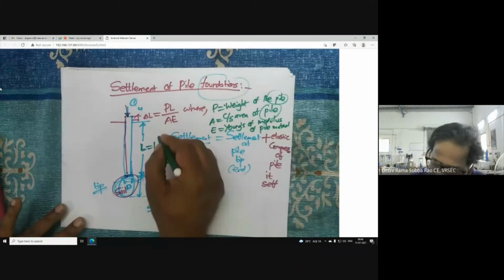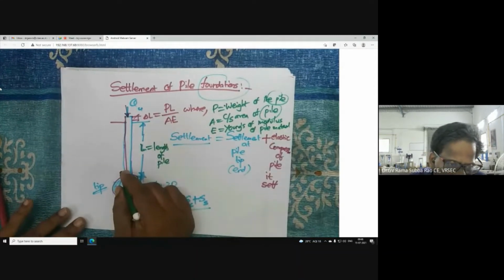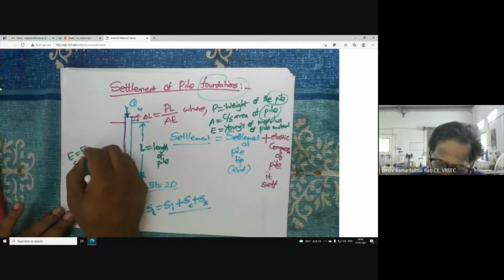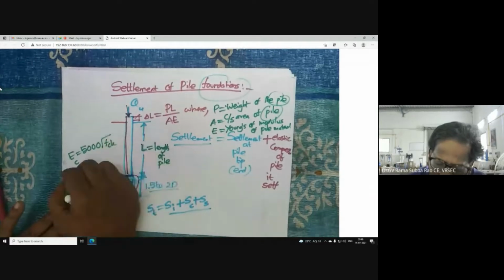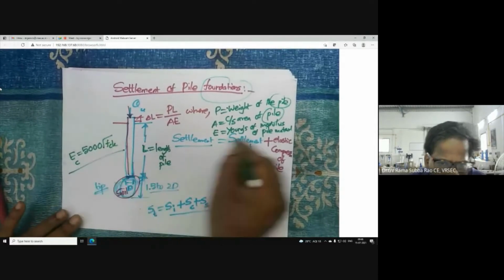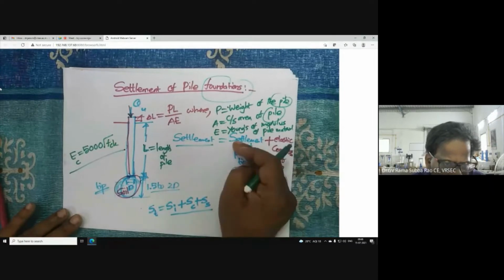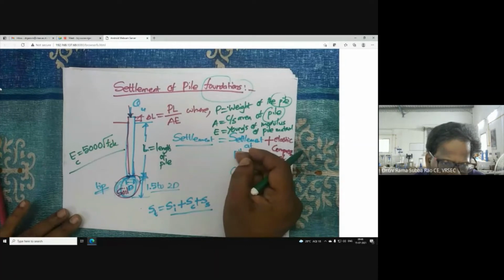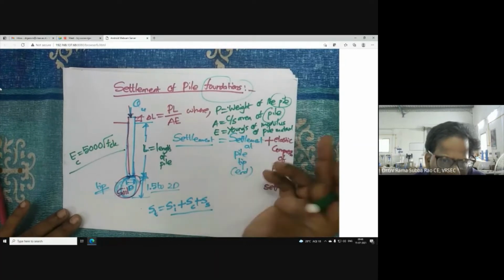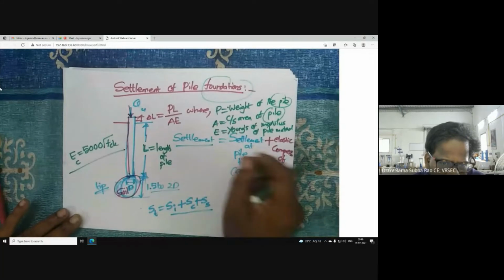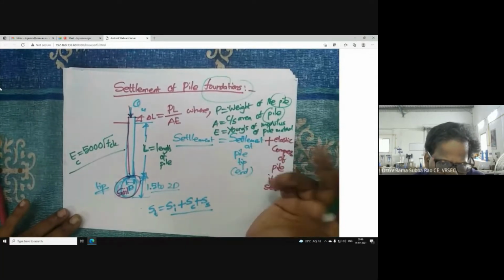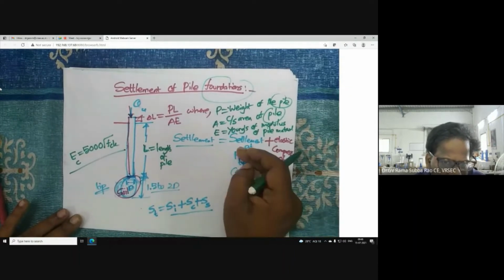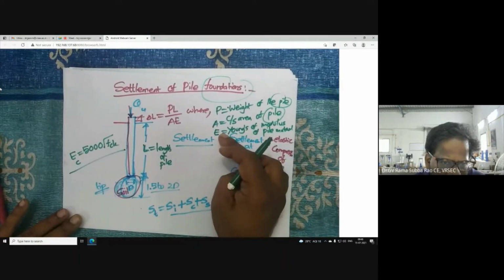For example, if it is an RCC pile, a concrete pile, you know how to calculate Young's modulus of concrete: 5000 root fck, the codal provision is there. If it is steel, you can do a tension test on steel using a UTM, apply tension, and from that we can get Young's modulus of steel. Like this, if it is timber, we can also get it. So E is the Young's modulus of the pile material.